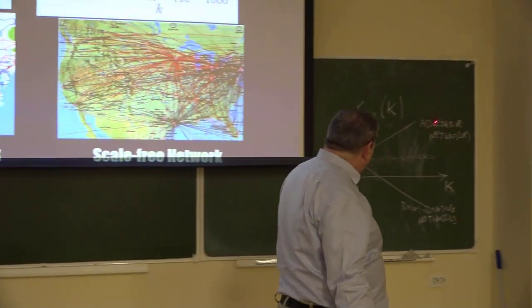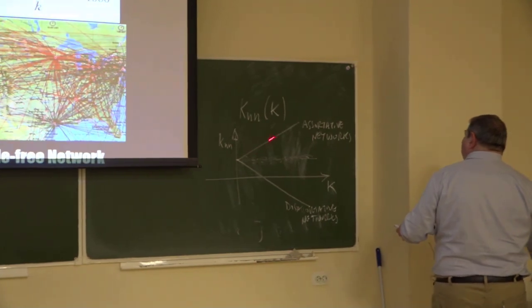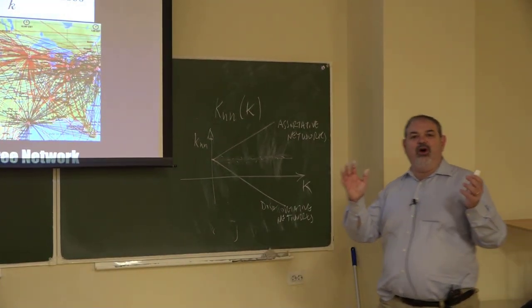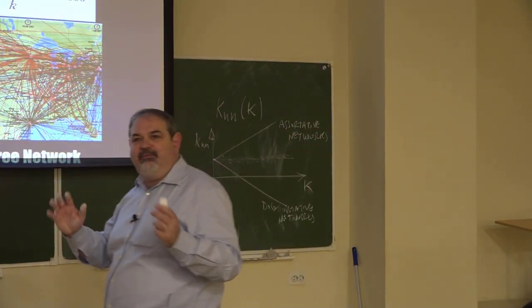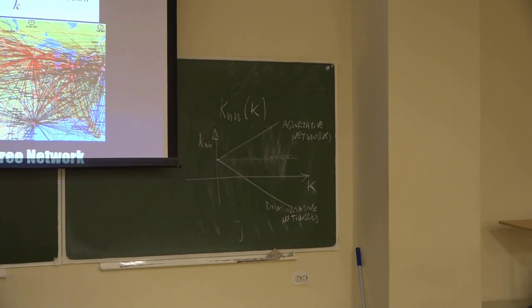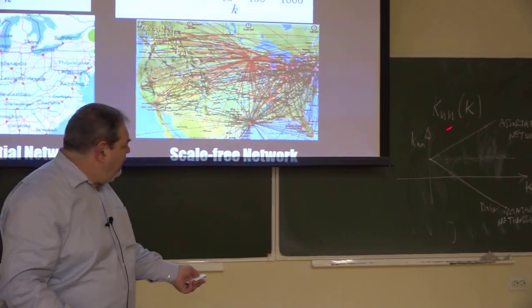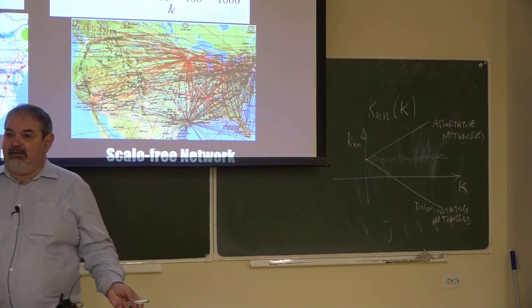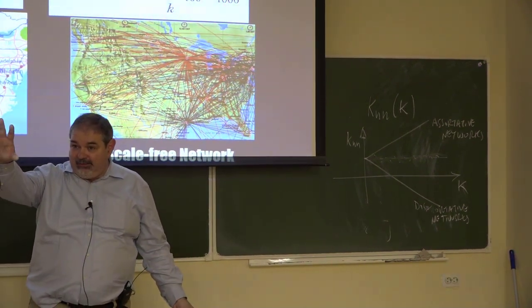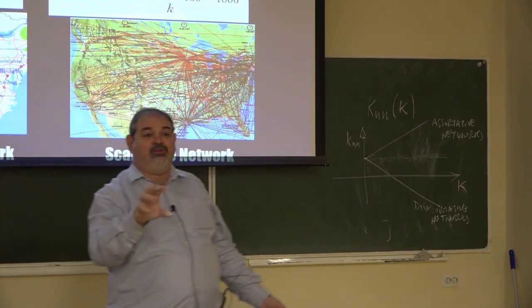So this means that there is a tendency of nodes with high degree to be connected to nodes with high degree. Here is the opposite: a node with high degree tends to connect with nodes with low degree.